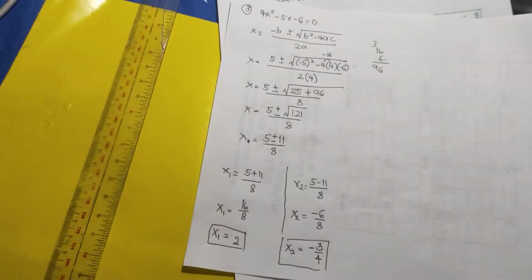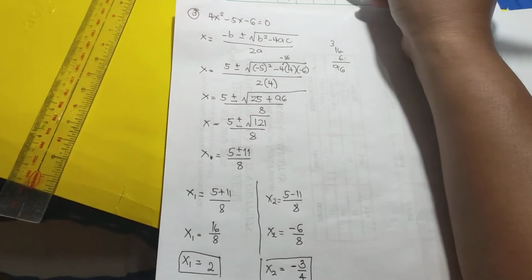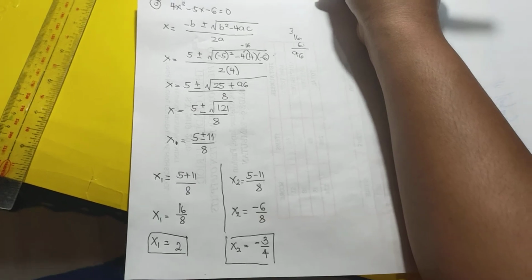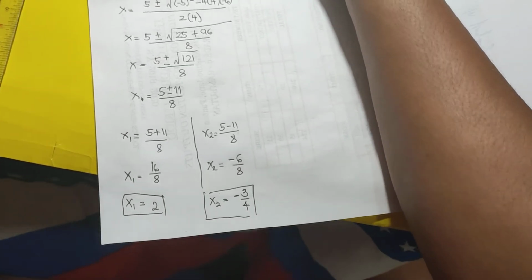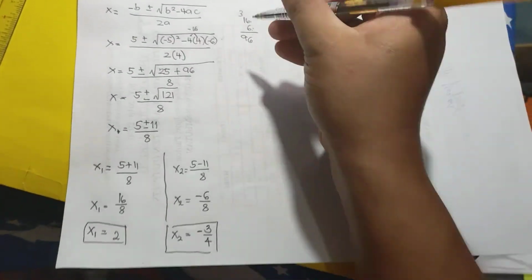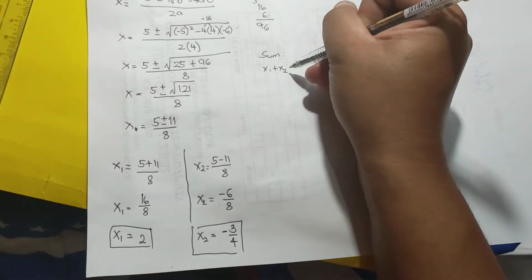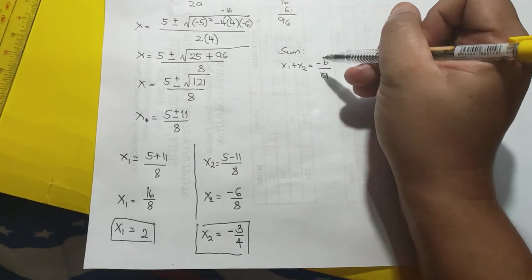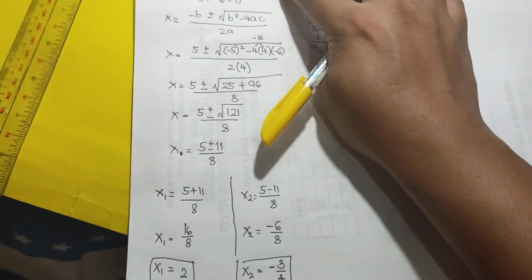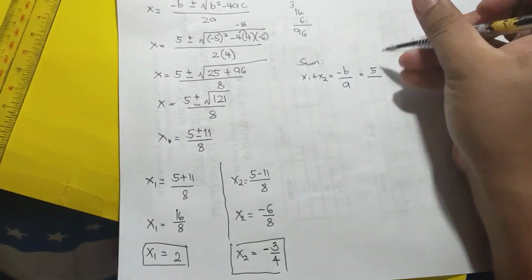So pwede na natin silang ilagay doon sa ating table. So we have, for our first root, we have 2. And for our second root, we have negative 3/4. Okay, class, let's move on with the sum of the roots. So for our sum of the roots, our formula is x sub 1 plus x sub 2 is equal to negative b over a. Dahil negative b to at negative yung given natin, magiging positive. So, magiging 5 over 4.